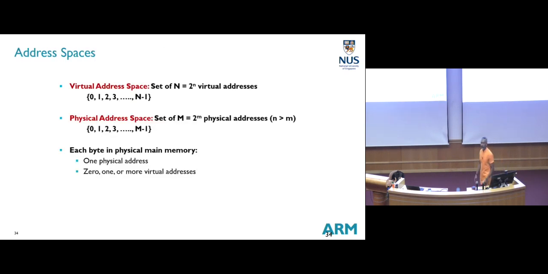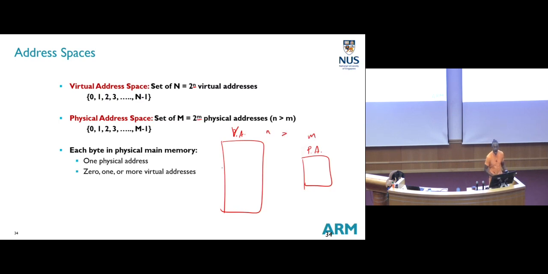The way we do this is we break up the address space into virtual address space and physical address space. The virtual address space is up to 2 to the power of n, and the physical address space is up to 2 to the power of m. And n is always greater than m. That means my virtual address space is always going to be bigger than my physical address space, because your n is greater than m. So you have more virtual address space and less physical address space.